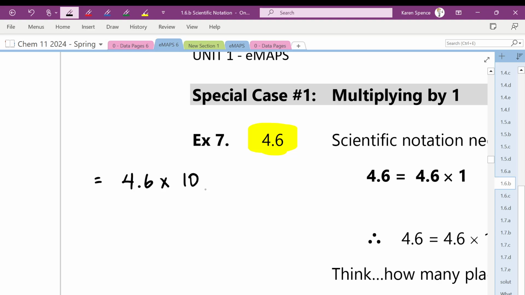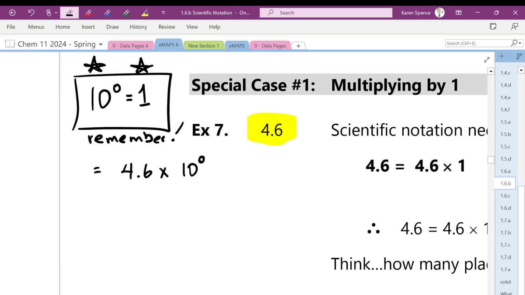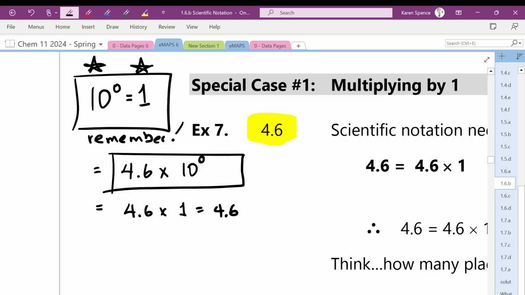And if I have moved the decimal place 0 places, it is times 10 to the power of 0. And remember, what does 10 to the 0 equal? It equals 1. Okay? Don't forget. So really this would be 4.6 times, sorry, just times 1, which is 4.6, which proves to us that that is indeed our correct answer.